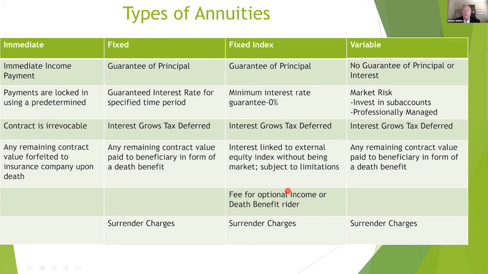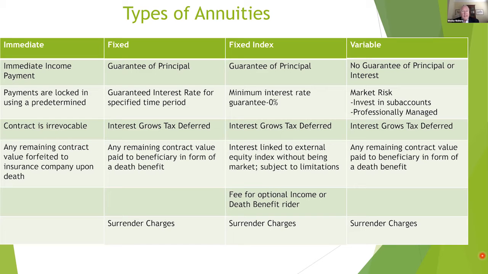The other item I want to point out is all annuities have surrender charges. The shortest will usually be 3 years. Some people write annuities as long as 15 years. So just know and understand the contract. So back to the variable.